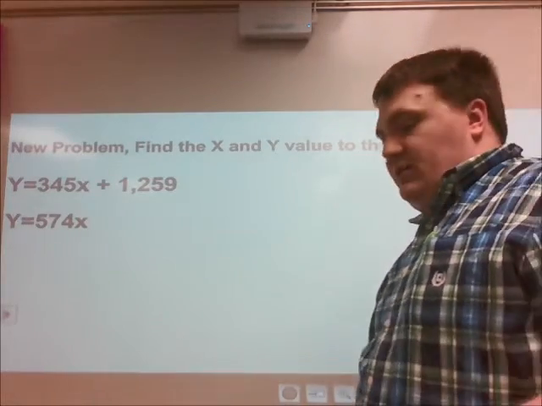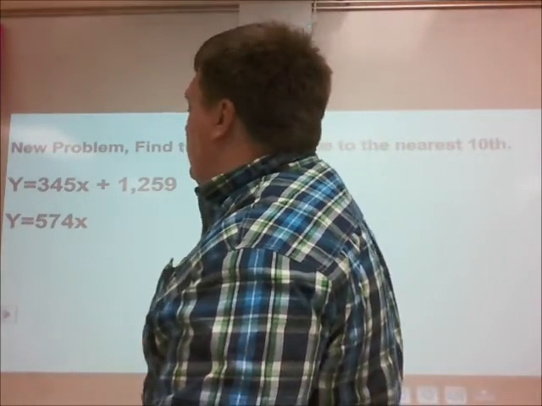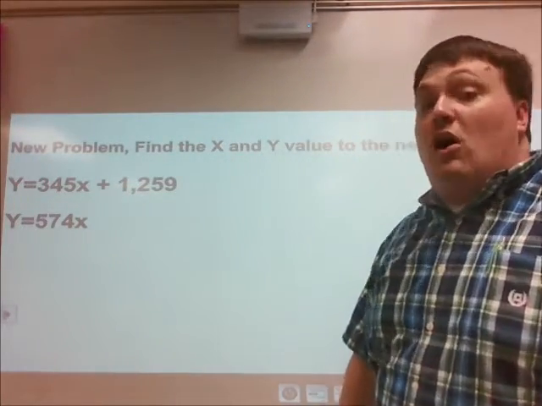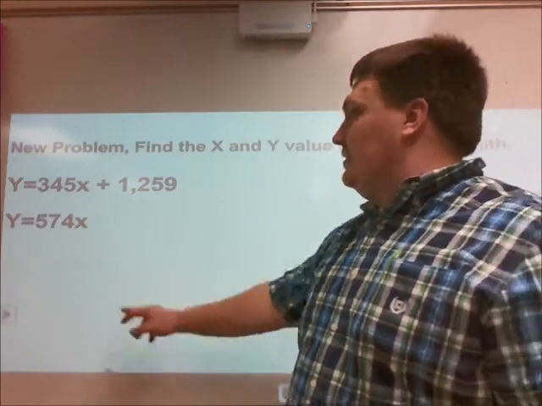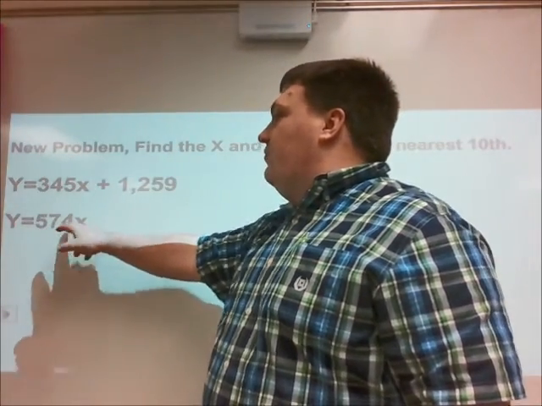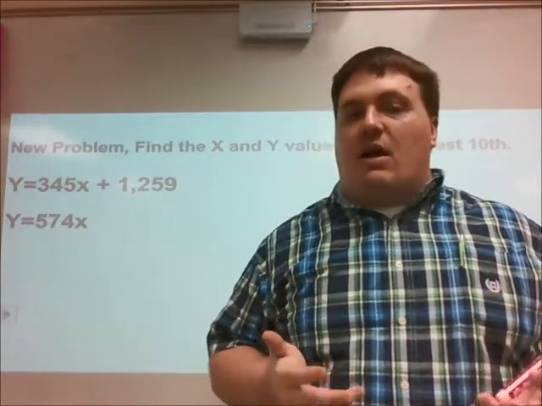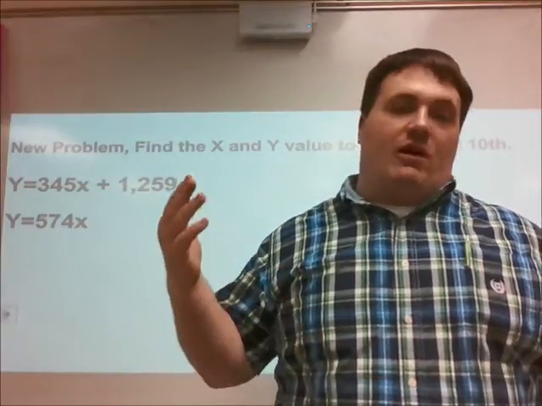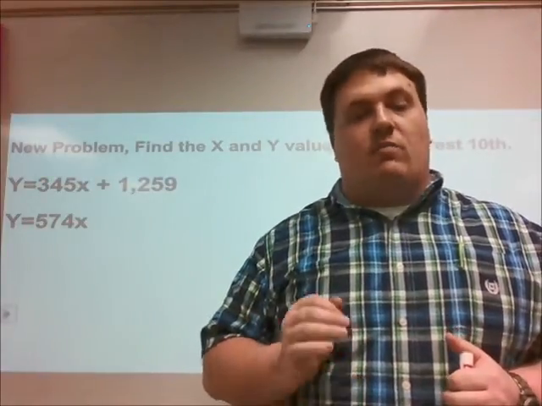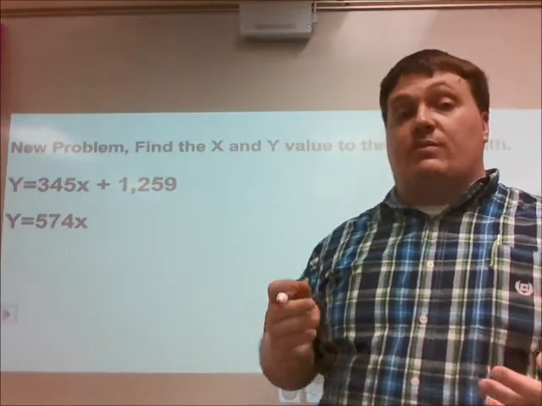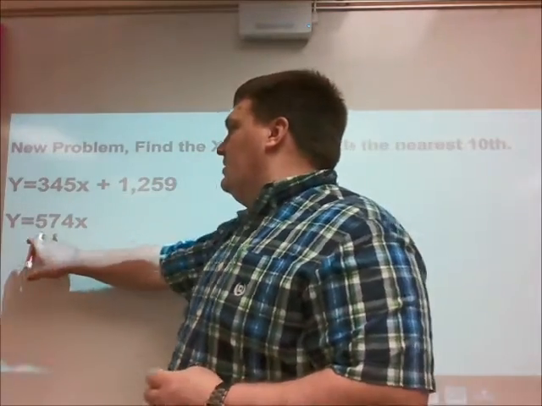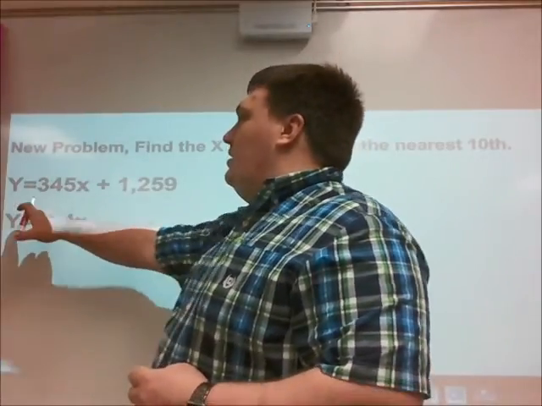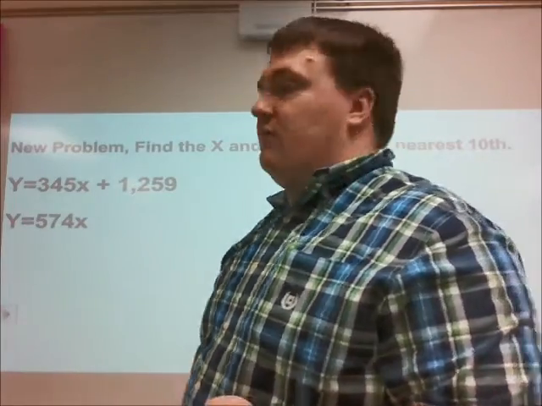So what we know is that y is 345x plus 1,259. We also know that y is 574x. So you ask yourself, how might we solve this? Well, normally we could graph this, but since this is really, really large and would require a very large piece of graph paper, we're not going to do that. We're going to take a different option. We're going to use substitution. Again, since we know y is 574x, this y must be 574x.